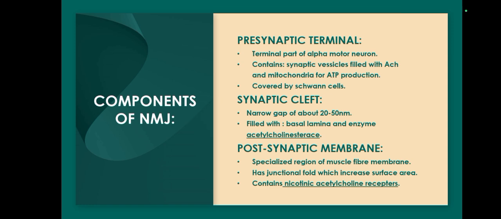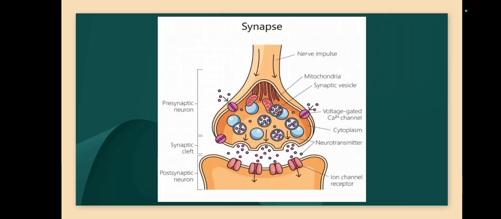Lastly, we have the postsynaptic membrane. It has the junctional folds to increase the surface area of the muscle fiber. It contains nicotinic acetylcholine receptors to which the acetylcholine binds. They also have the voltage gated sodium channels, which is not mentioned here, but I'll show you in the diagram later.